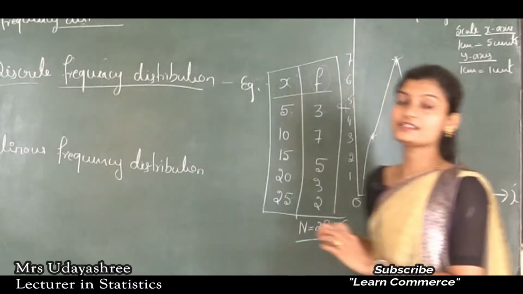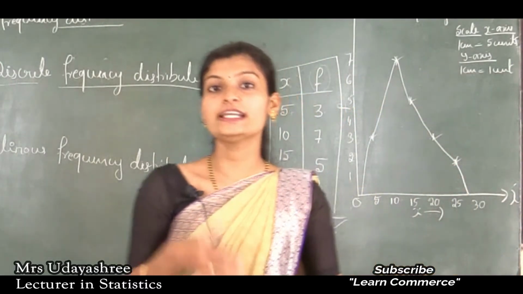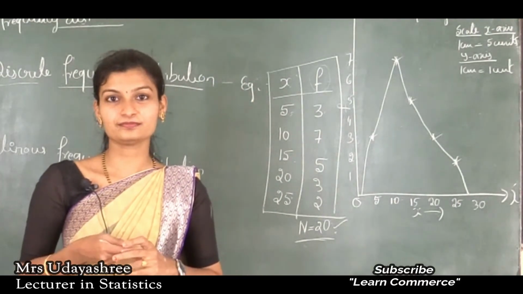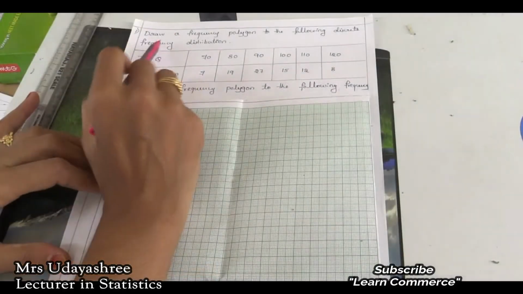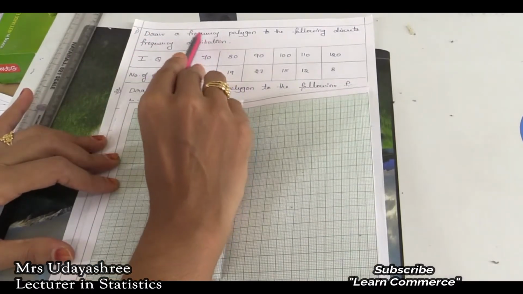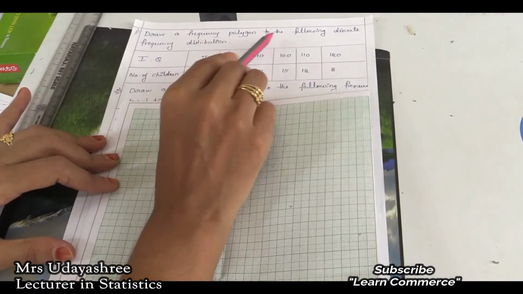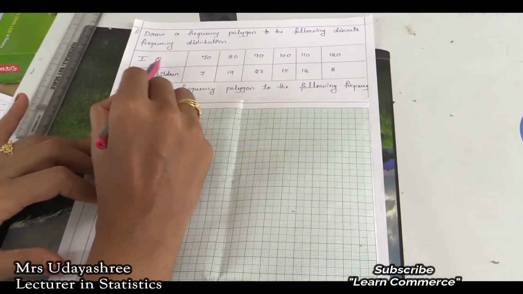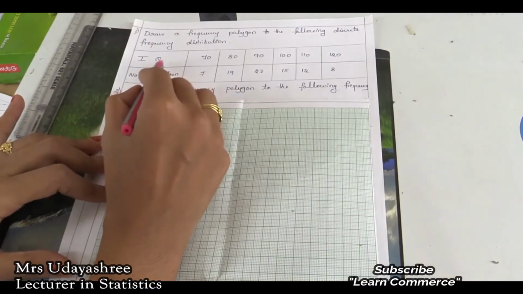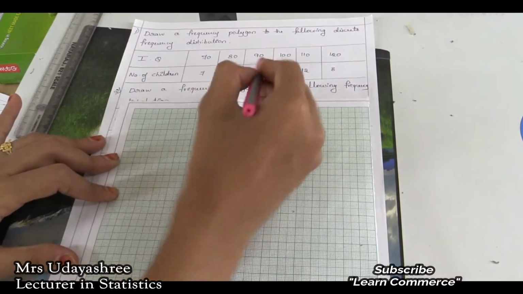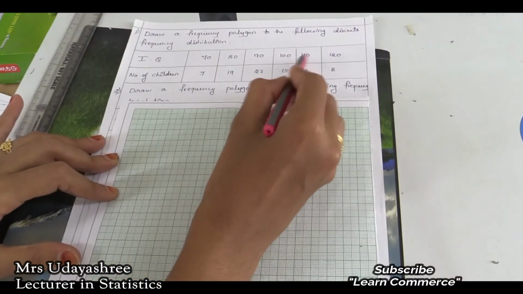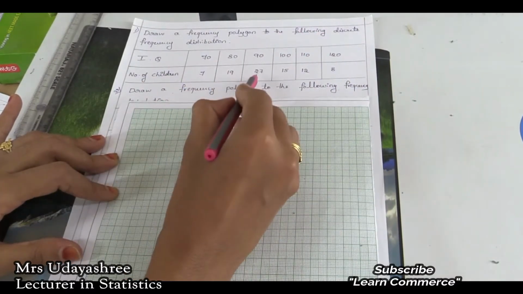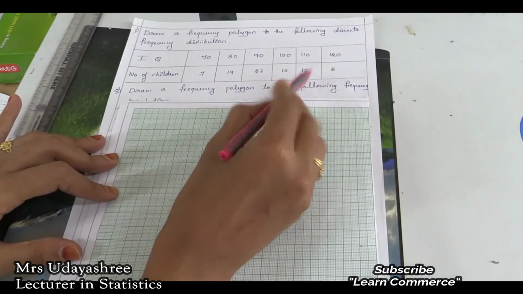Okay, now let's see how to construct a frequency polygon in case of a discrete frequency distribution on the graph. Let's see problem number 1: draw a frequency polygon for the following discrete frequency distribution. The given information is IQ and number of children. IQ: 70, 80, 90, 100, 110 and 120. Number of children: 7, 19, 27, 15, 12 and 8.